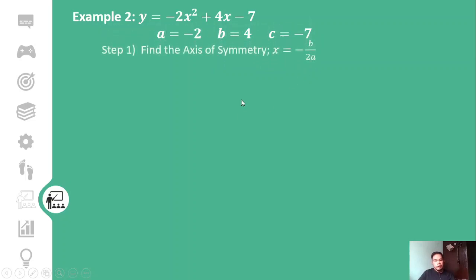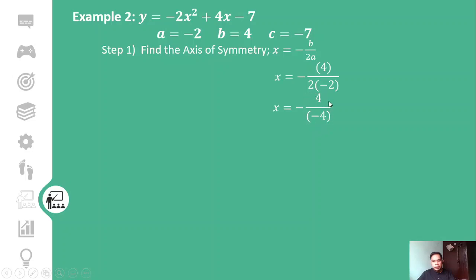Then solve for x equals negative b over 2a. So yung b, papalitan natin ng positive 4. Yung a naman, papalitan natin ng negative 2. So we have negative 4 over 2 times negative 2. Now let's multiply 2 and negative 2. 2 and negative 2 is equal to negative 4. Then copy the numerator 4.